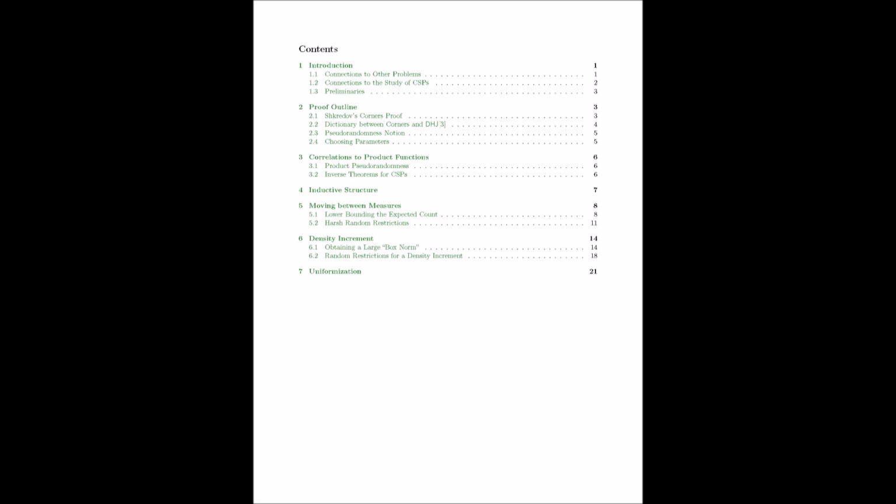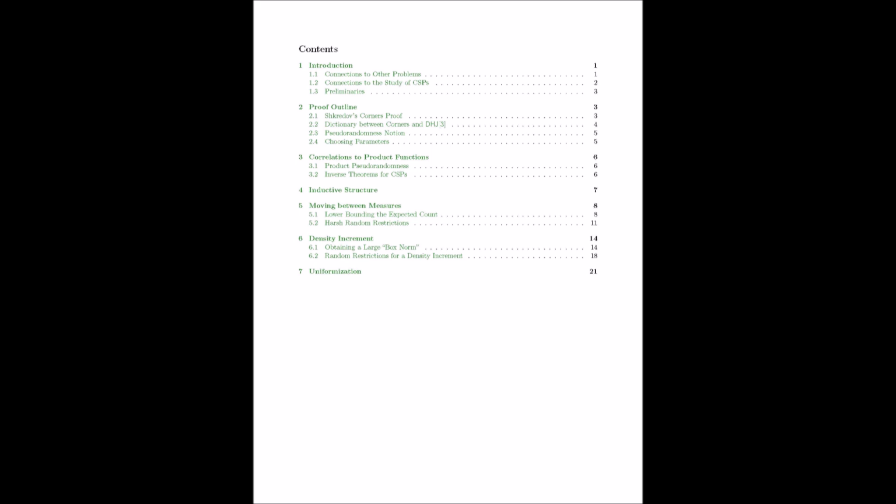Their secret weapon is something called product pseudorandomness. I remember seeing that term in the paper, but I'm not sure I fully grasped it. What does it mean, and why is it so important? Imagine you want to test how random something is. You might check if it correlates with simple patterns. Like seeing if a sequence of numbers is evenly distributed or if it clumps together.